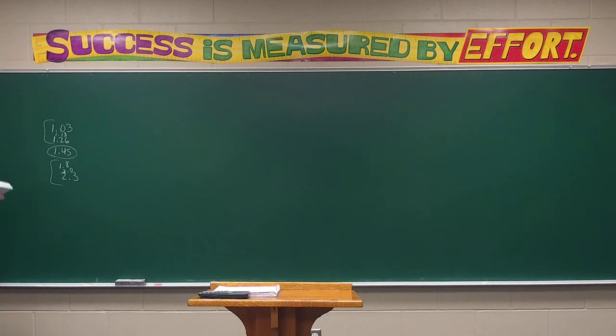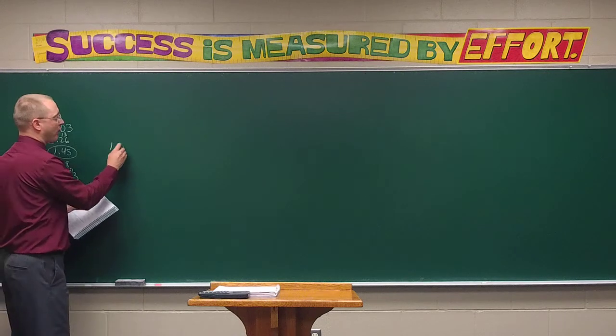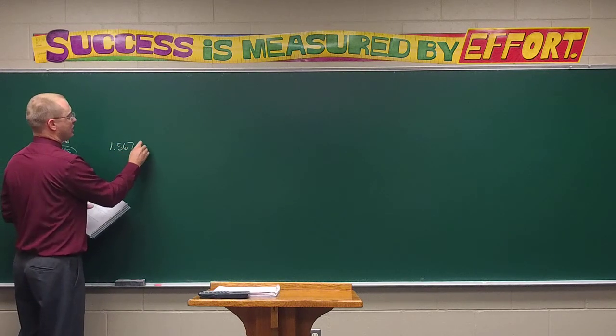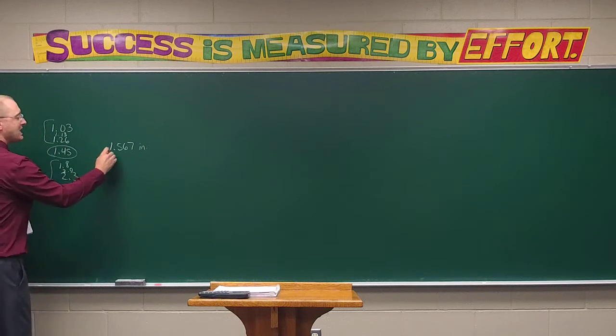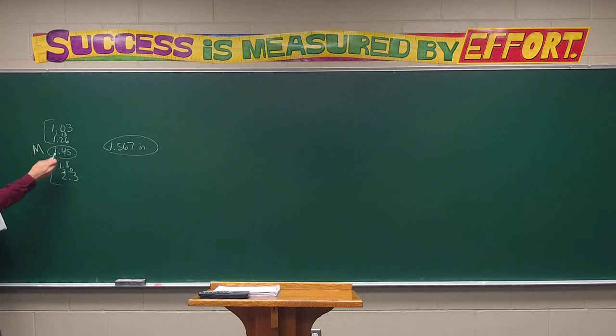For the mean, we just had to add them all on the calculator, divide by 7. It said round to 3 decimal places if necessary. Maddie, what did you have for the mean? Yeah, 1.567 inches is the mean. Now, notice the median was 1.45. The mean is 1.567. Those aren't terribly far apart, are they?